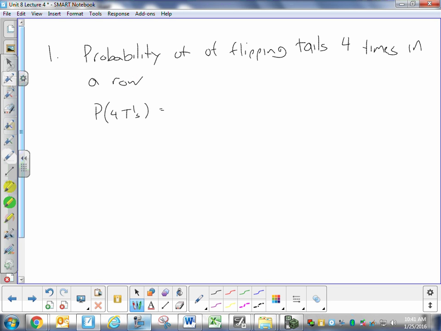Well, that's a 1/2 probability tails for the first one, 1/2 probability tails for the second one, 1/2 probability tails for the third one, 1/2 probability tails for the fourth one. 1 out of 16, which is what percentage? 0.0625. There's only a 6% chance that anybody, starting from right now, flips a coin and lands 4 tails in a row. Okay?